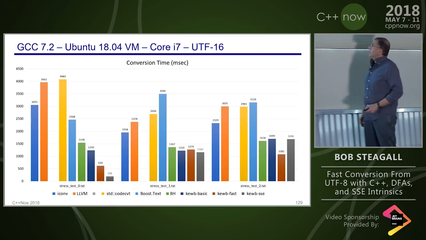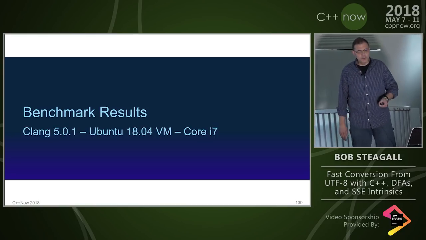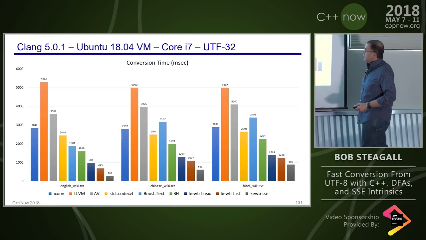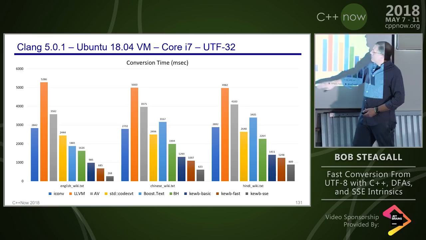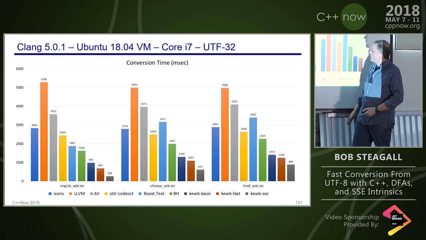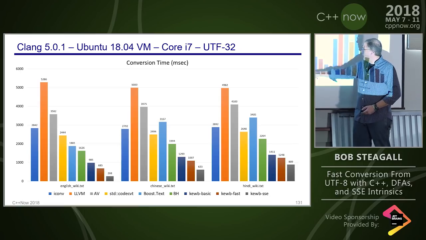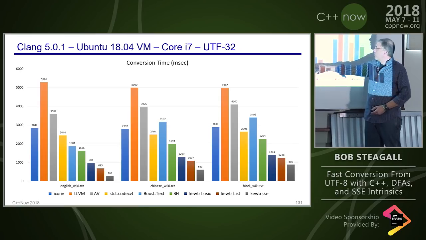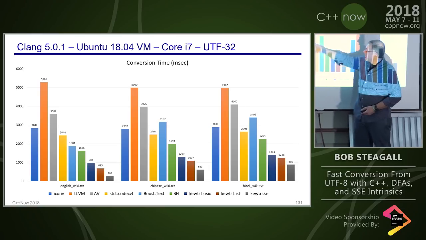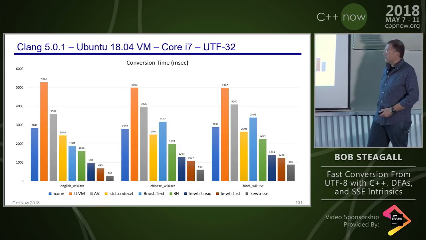All right. Okay. So let's look at how Clang performs. And what I found surprising was the difference in performance between Clang and GCC. Remember that when I'm calling iconv, that's a pre-published library. I'm not compiling that. I'm just calling a library that already exists. But for things like LLVM, Alexei Vachenko's code, std code convert, boost text, Bjorn Herman's code, I'm actually compiling that. Well, in some cases, Clang does a much worse job of generating code for that. But for the SSE case, it does a much better job, which I find kind of strange and surprising.